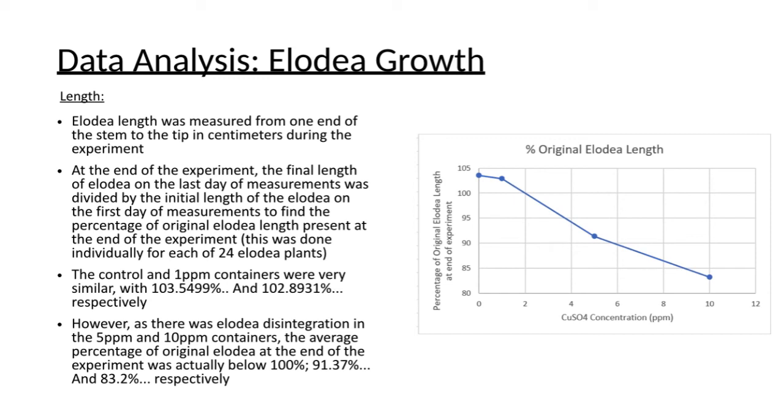However, as there was allodia disintegration in the 5 ppm and 10 ppm containers, the average percentage of original allodia at the end of the experiment was actually below 100% again, at 91.3% and 83.2% respectively. And this is shown in the graph to the right.